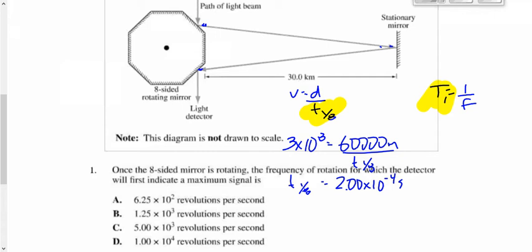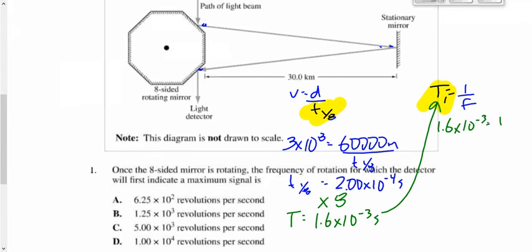Then if I got little t, what do I actually want? Big T. And how do I get big T from little t? Times it by 8. If it was a 6-sided mirror, we would times it by 6, or a 12-sided mirror, we would times it by 12. Okay, this gives me big T, which is 1.6 times 10 to the negative 3 seconds. Now we're going to sub that into there. 1.6 times 10 to the negative 3 seconds equals 1 over f.